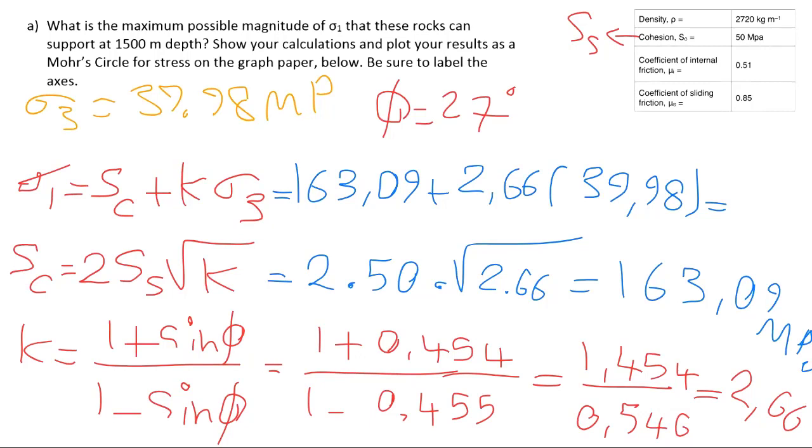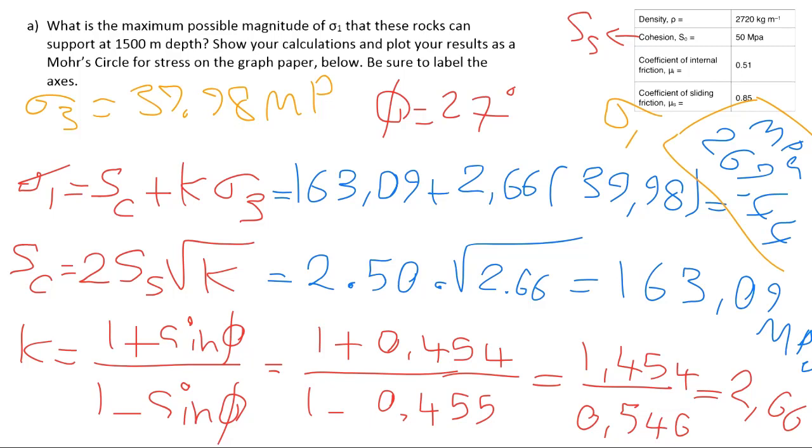So let me do that. 39.98 multiplied by 2.66 plus 163.9, and the value is 269.44 megapascal. Okay, so this value now is sigma 1. Let me see the questions.